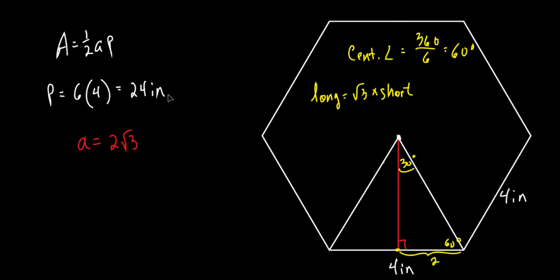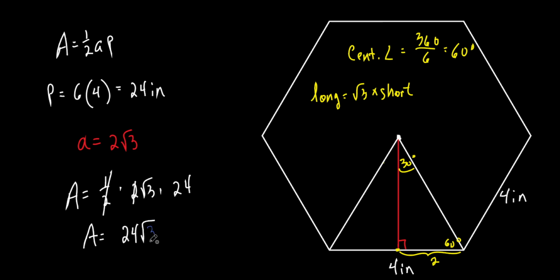Almost done. Hang on. We've got to put it all together now. So how do I find the area of this thing? It's 1/2 the apothem. What's the apothem? 2 square root of 3 times the perimeter. I found the perimeter earlier. And there you go. Here's how I would do it. What's half of 2? It's just 1. So what's the area? What's a nice way to write this area? Just 24. Always put the number out in front, then the square root of 3. It's in inches, so what's my units? It's inches what? Squared. All right, and that's how you do it.